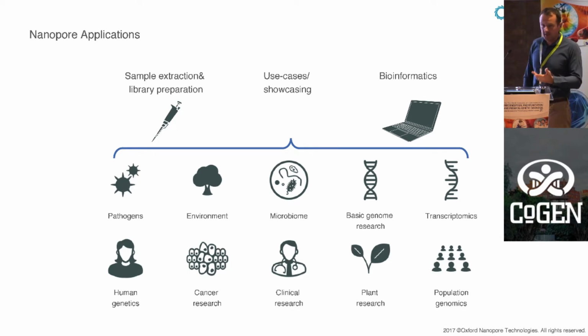The second strand is bioinformatics, because as you've seen, the data that we generate and the base calls are different from those produced by other technologies, which means that the tools that you would use to analyze our data are not necessarily the same ones that you would choose to use to analyze someone else's data. So it means that we have to go through a lot of the available software and find out which ones do the best job on our data.